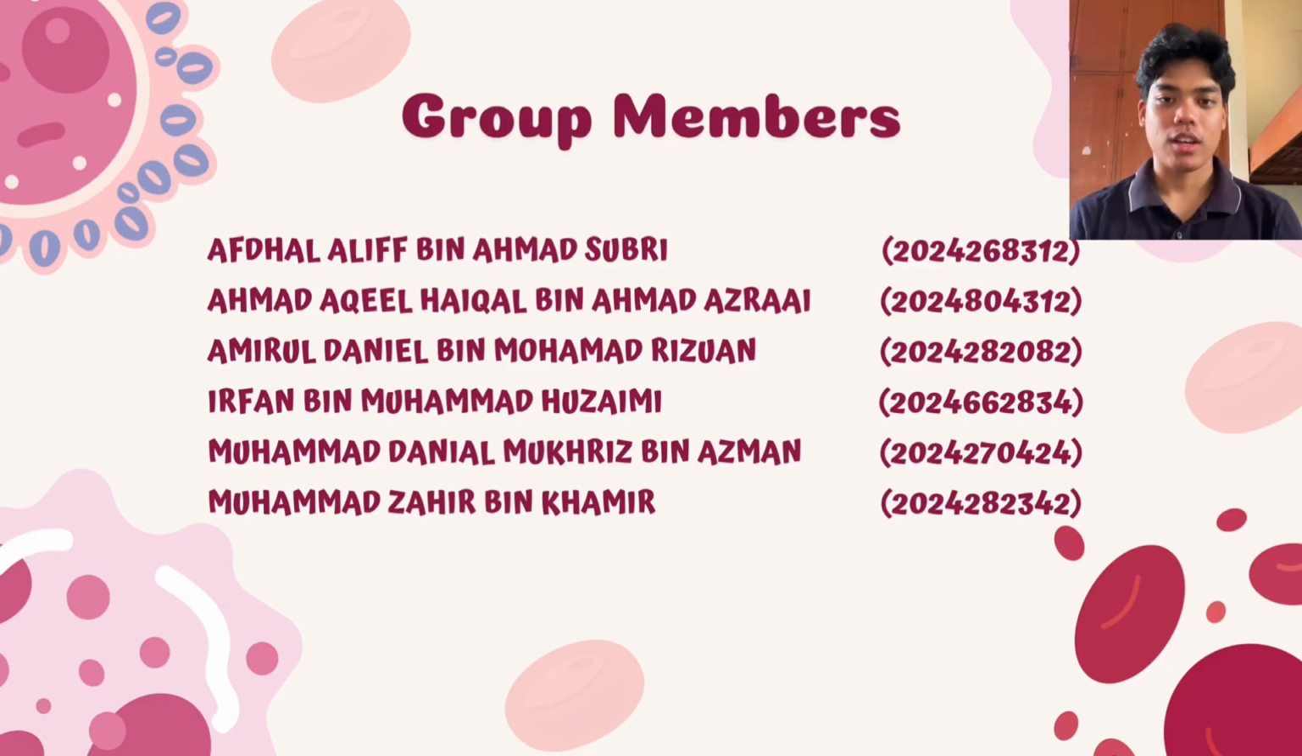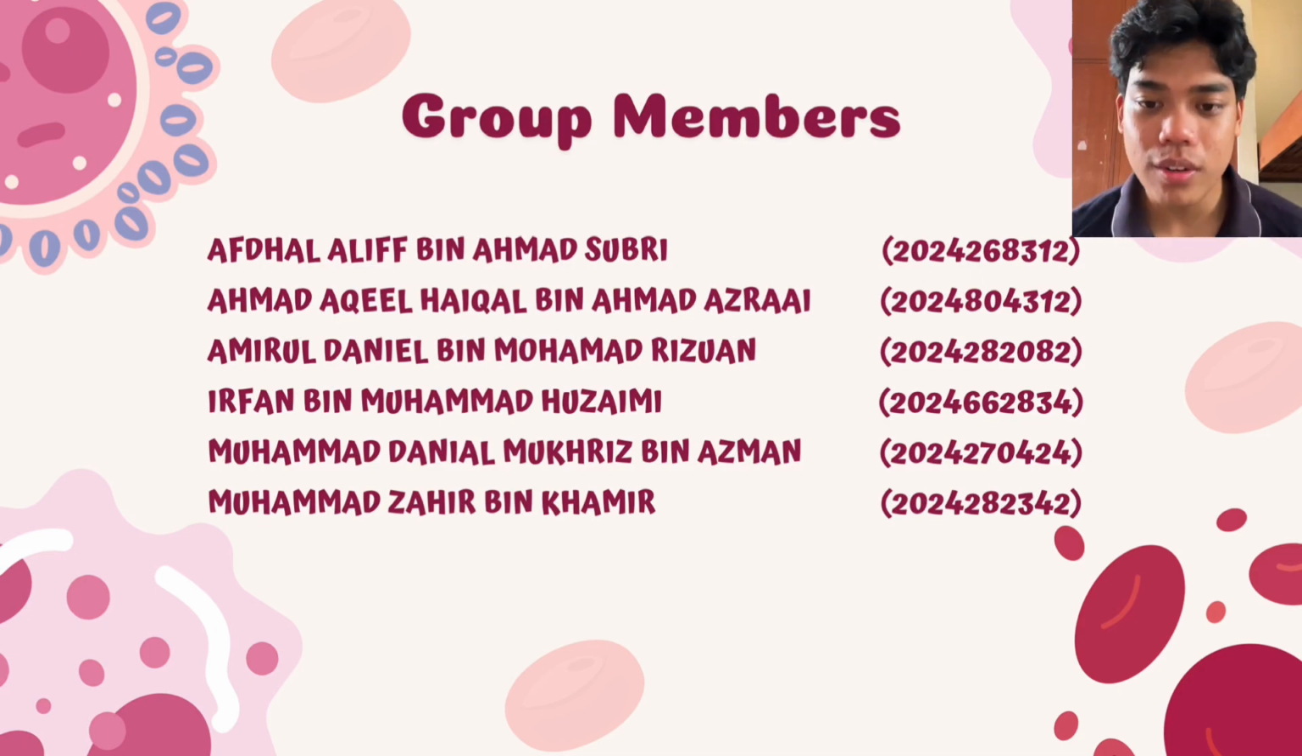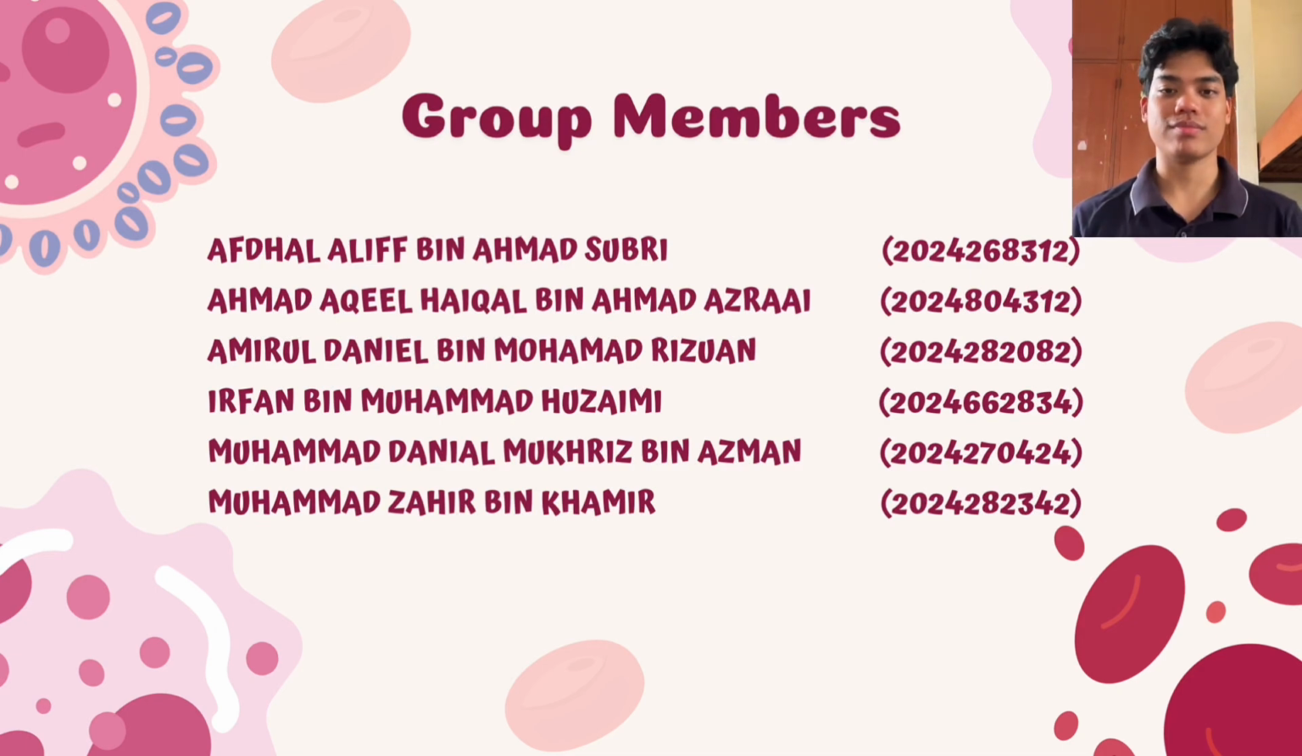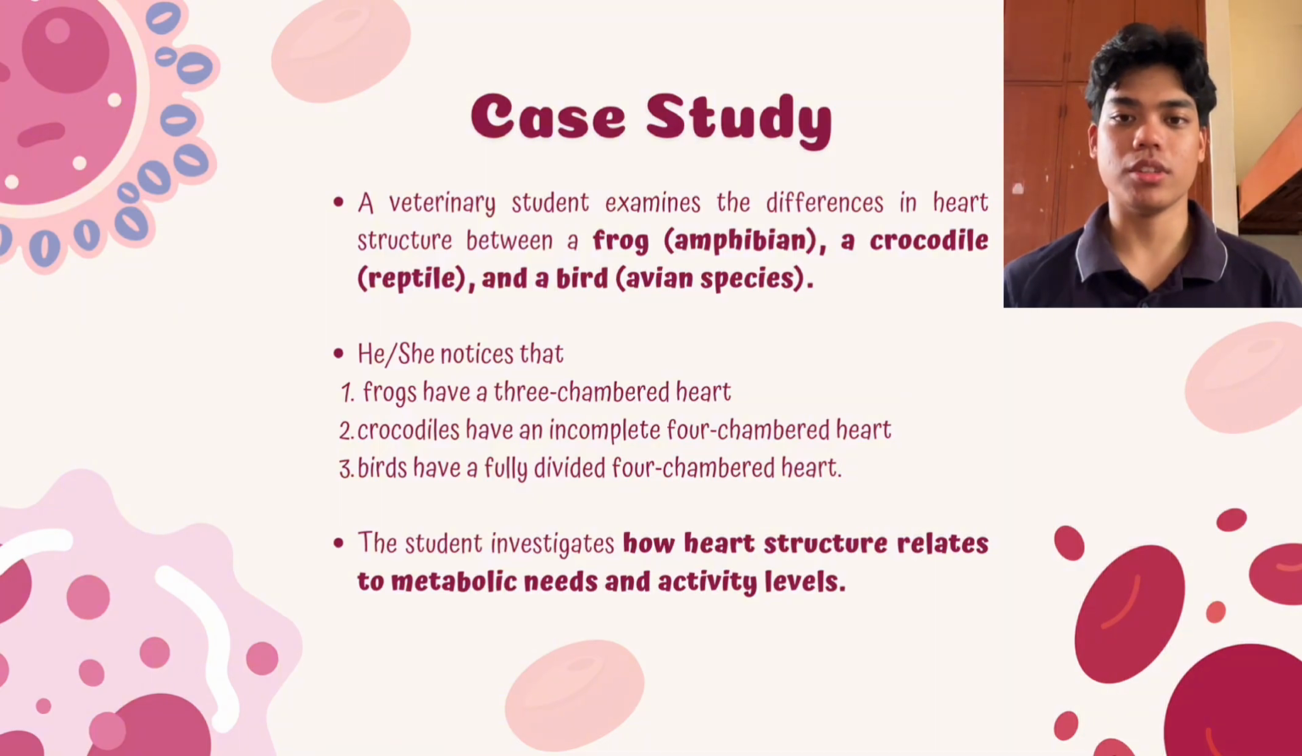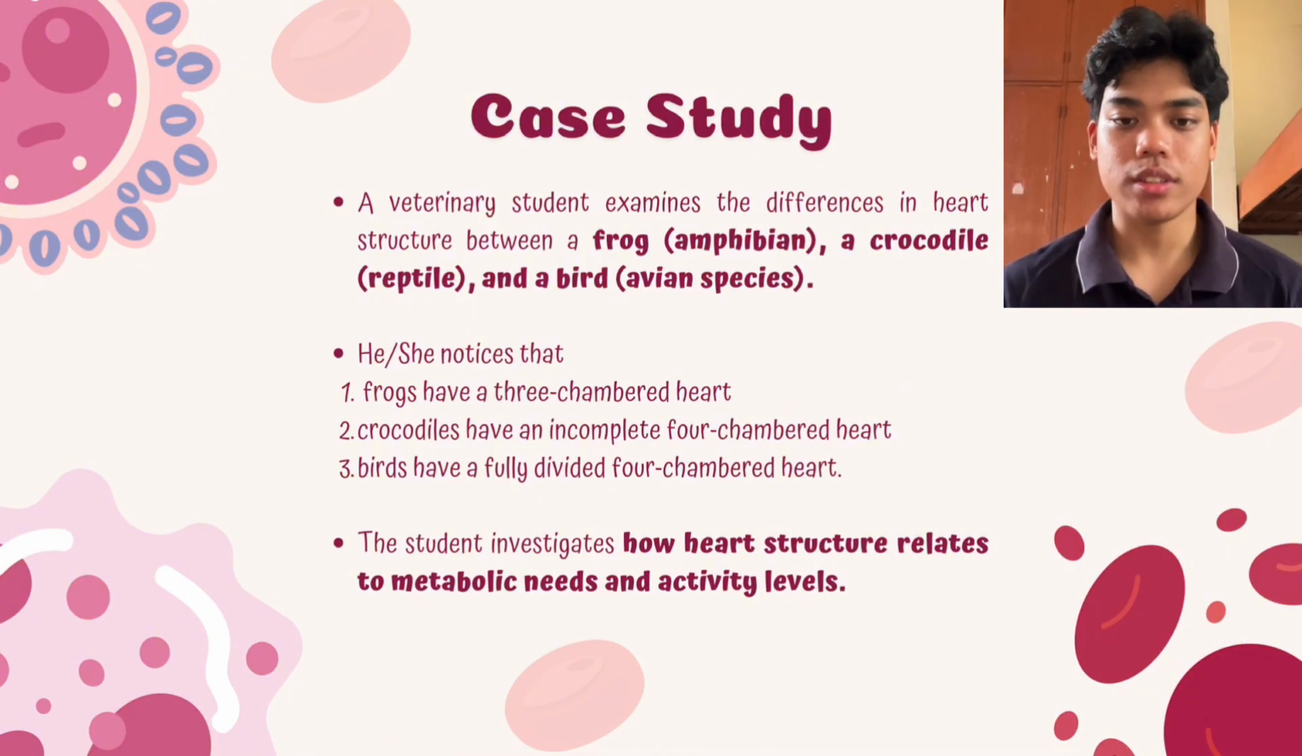And fourthly, which is me, Irfan bin Muhammad Uzaimi with the student ID 2024-662834. The fifth one is Muhammad Daniel Mukhriz bin Azman with student ID 2024-270424. And last but not least, Muhammad Zahir bin Kamil with the student ID 2024-282342.